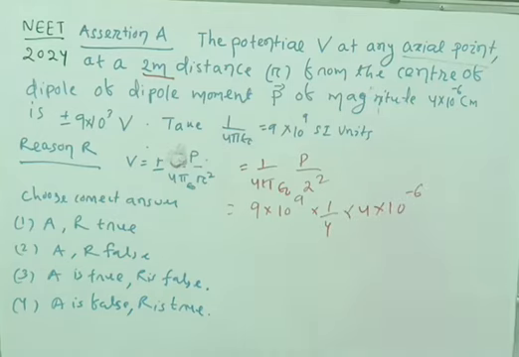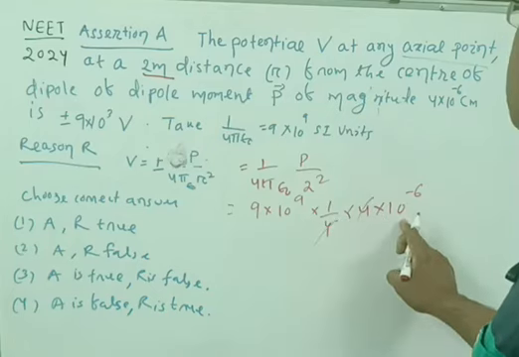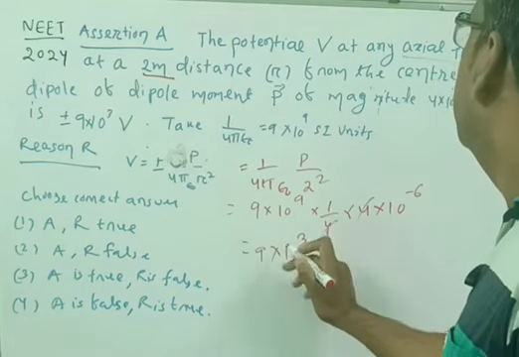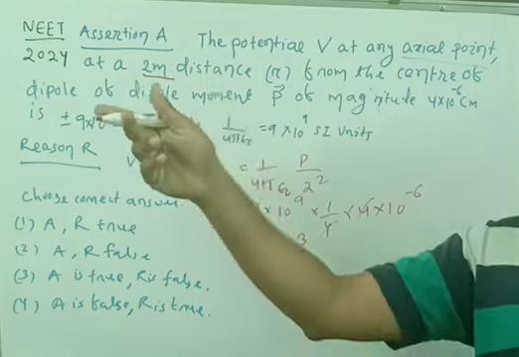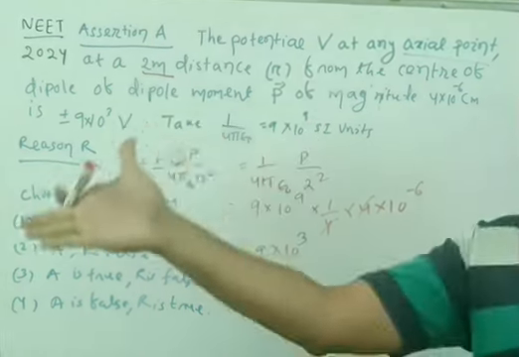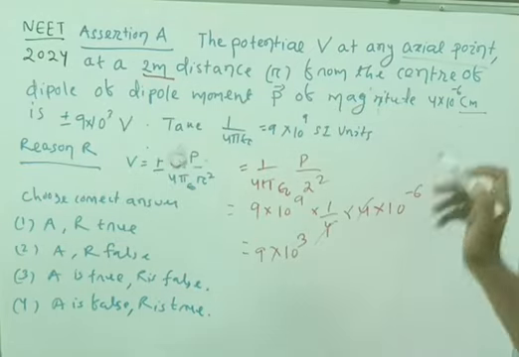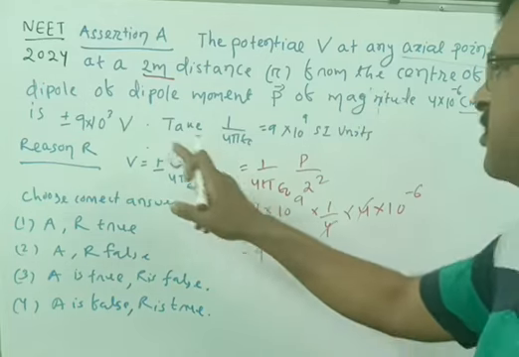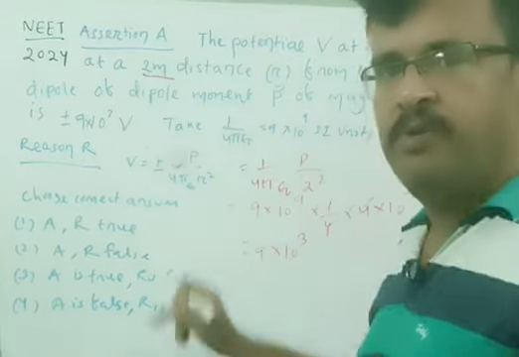Okay student, so this 4 cancels out, and this 10 to the power 9 into 10 to the power minus 6 will be 9 into 10 to the power 3. And what is the unit of dipole moment, student? It is Q into D or Q into 2A, that is charge into distance, that is coulomb meter. It is given in here, you see, coulomb meter. So student, this will be 9 into 10 to the power 3. This is given plus minus 9 into 10 to the power 3 volt.